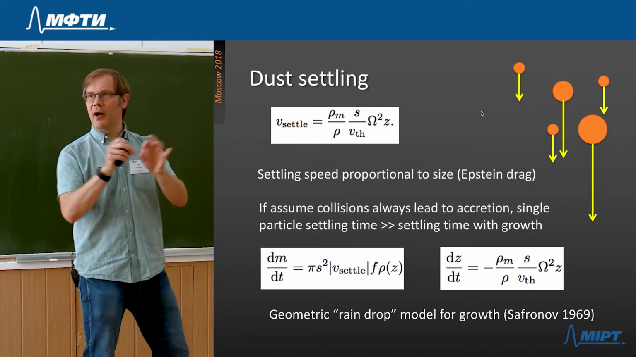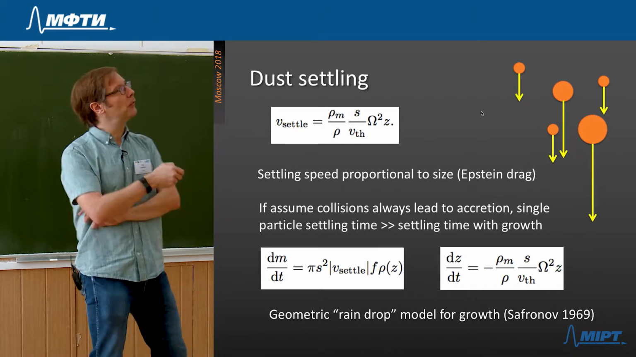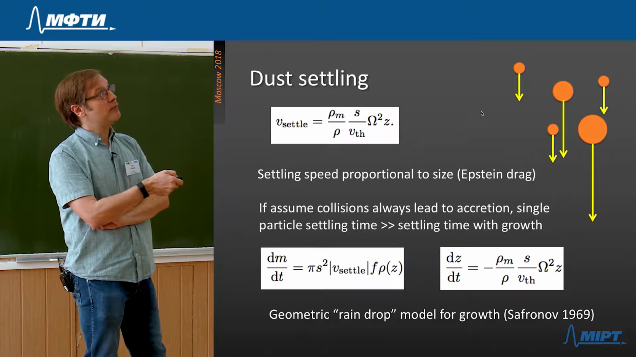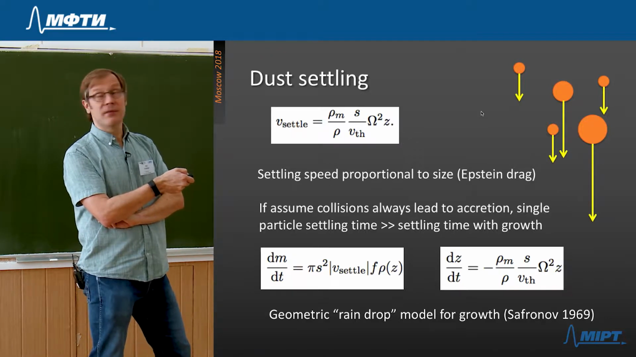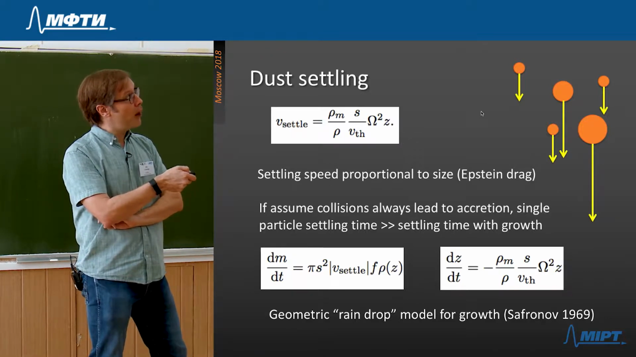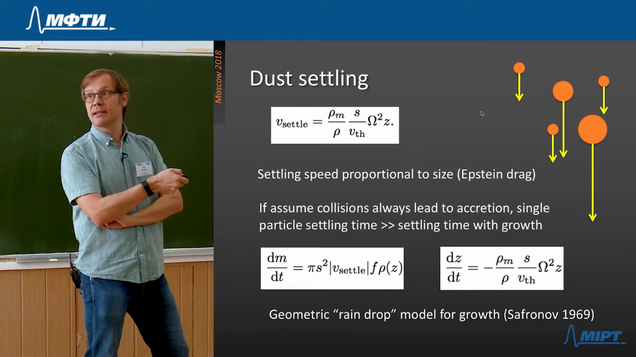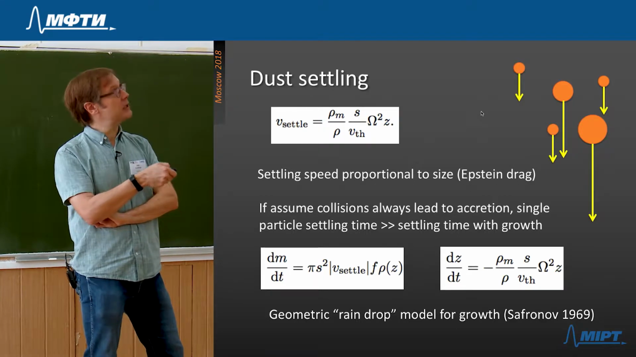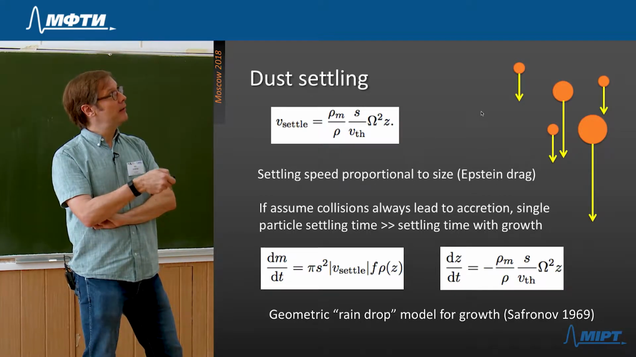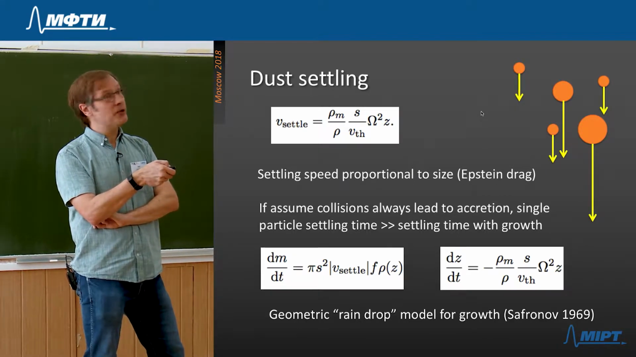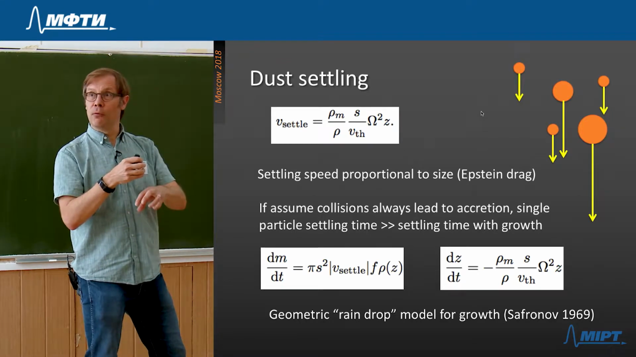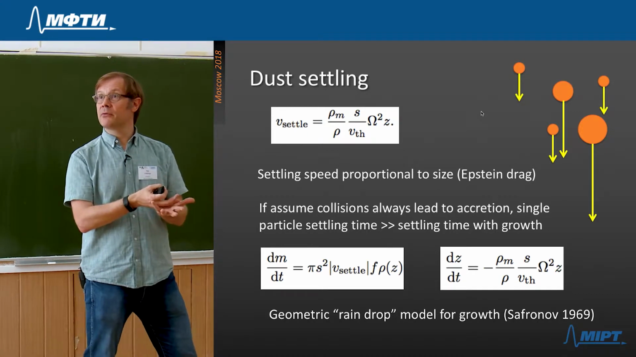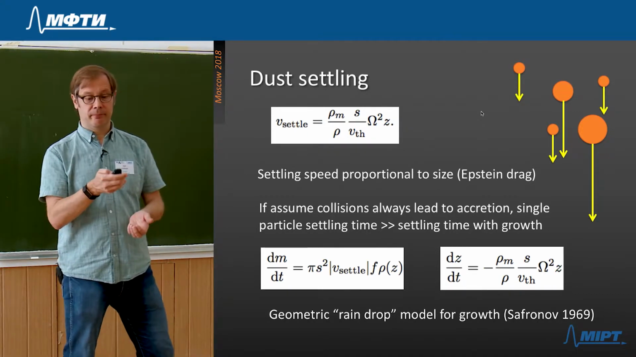So let's assume all the other particles are very small, so they're barely settling at all. We don't need to worry about that. And then F here would be the ratio, the local ratio between the solids and the gas, and rho would be the gas density. Okay? So we have two simple coupled differential equations, which will give us an expression for how the mass of this large particle grows as it falls towards the midplane and simultaneously sweeps up all the small particles that it encounters along the way. Okay?